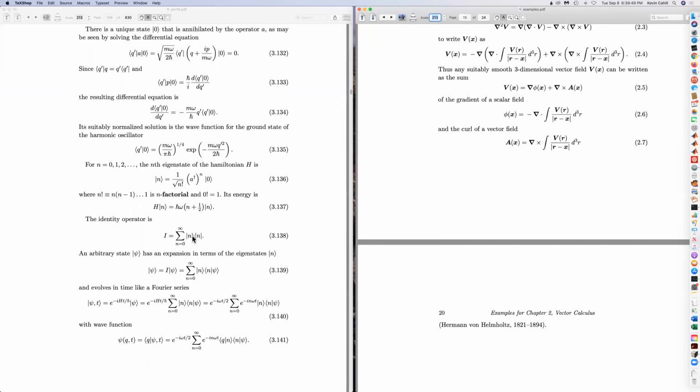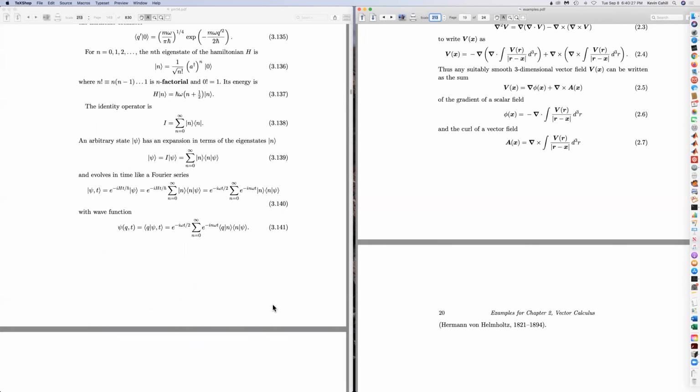The identity operator then is a sum of outer products of n-particle dyadics, or outer products, and an arbitrary state has an expansion in terms of these eigenstates like this, and it evolves in time like a Fourier series, namely e to the minus i H t over h bar on psi gives us e to the minus i omega t over 2 for the constant term, minus i omega t n, like that.